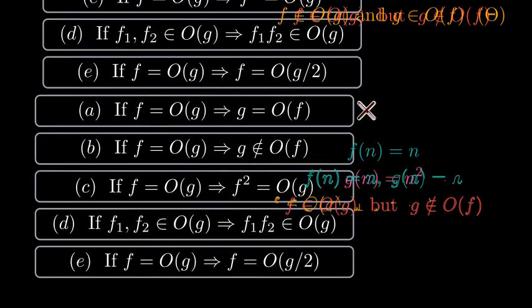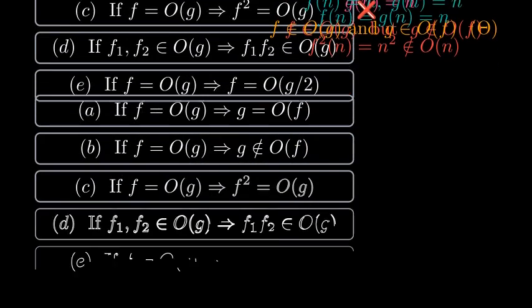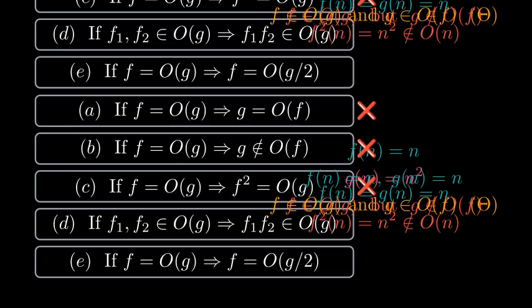Part C. If F equals big O of G, then F squared equals big O of G. Not generally. Often F squared is big O of G squared. For instance, if F equals G equals n, then F squared is n squared, which is not big O of n. Part D. If F1 and F2 are big O of G, then their product is big O of G. Not in general. Take F1 equal n and F2 equal n. Each is big O of n, but the product is n squared, not big O of n.